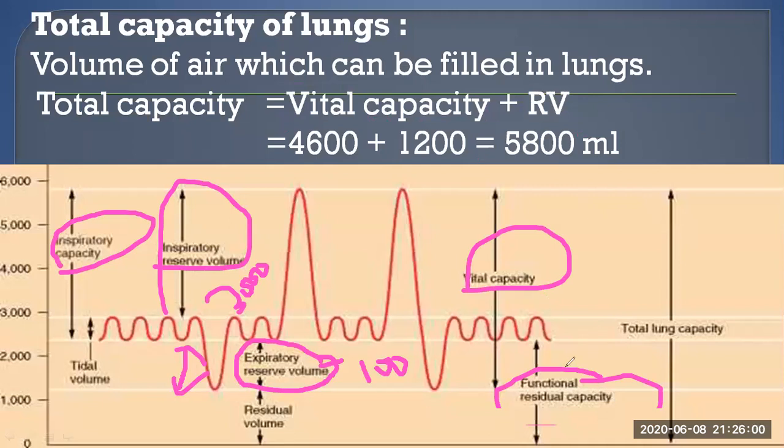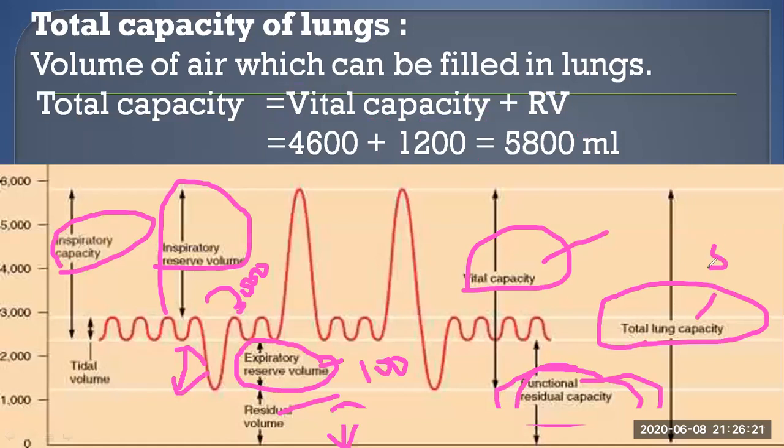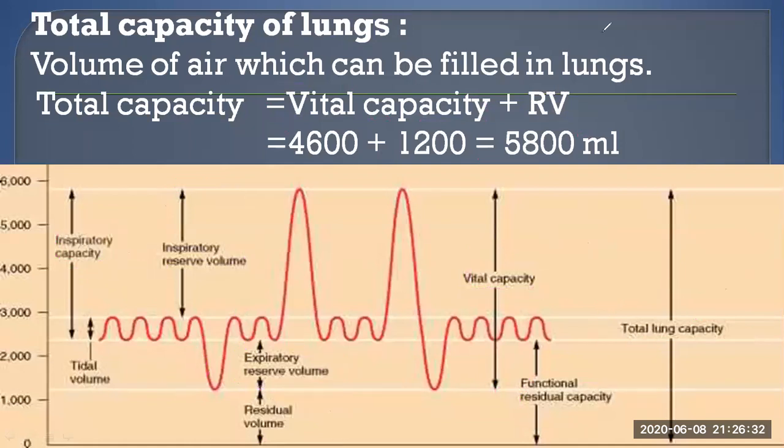When you combine the vital capacity plus the residual volume, then you will get the TLC, total lung capacity. Vital capacity plus residual volume combined gives 5800 ml, and this is called the TLC. So now this is the spirogram, and I think everyone is understanding, and this is a very simple explanation.